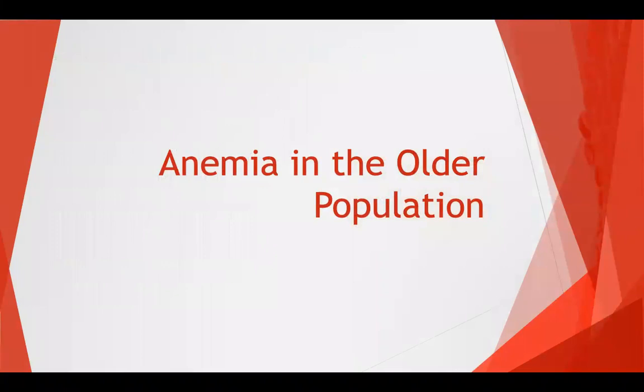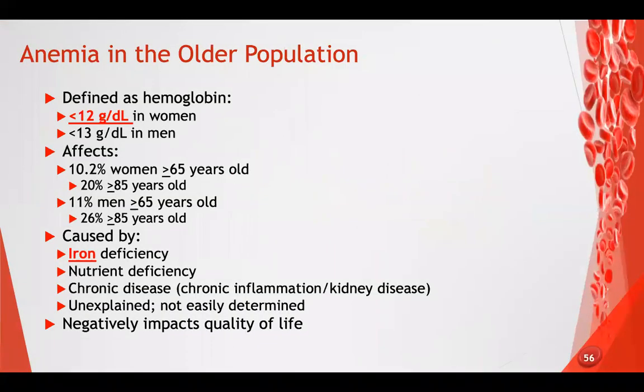So now we'll get into talking about anemia in the older population. Anemia is defined as a hemoglobin of less than 12 grams per deciliter in women and less than 13 grams per deciliter in men. And it does affect about 10% of women 65 years and older, and 20% 85 years and older, and 11% of men 65 years and older, and 26% of men 85 years and older.